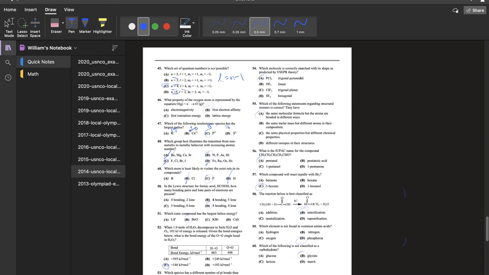In the Lewis structure for formic acid, how many bonding pairs and how many lone pairs of electrons are present? If we just visualize this, we know that this is a carboxylic acid, so we have that C double bond O, single bond O, H. On the double bond O, there's going to be 2 lone pairs. On the single bond O, there's going to be 2 lone pairs as well, so we already have 4 lone pairs there, and nothing else is going to have lone pairs. So the only choice here with 4 lone pairs is D.